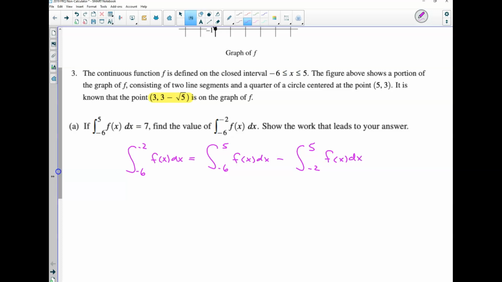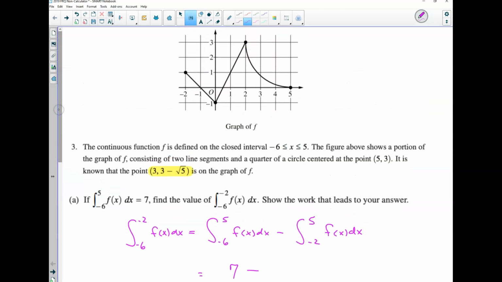Now this isn't what the grading rubric shows, but I can't understand why anything would be wrong with it. I know the integral from -6 to 5 is 7, minus what's my integral from -2 to 5. And we come up here and we accumulate our areas, and those cancel each other out.